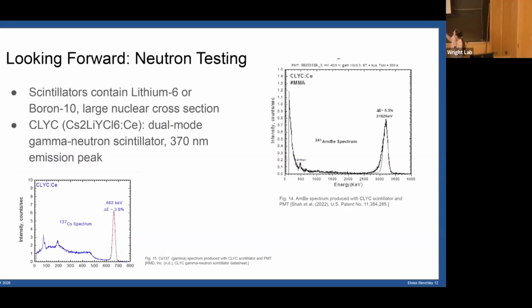And it has been shown over here to successfully produce, with the PMT, an americium-beryllium spectrum, which is what we are looking for, as well as the cesium-137 spectrum, which is another gamma spectrum.